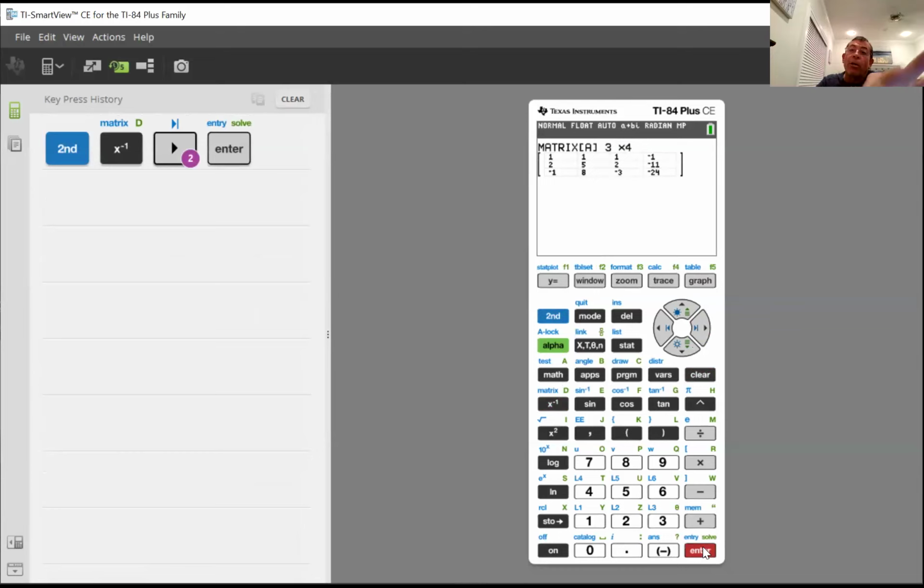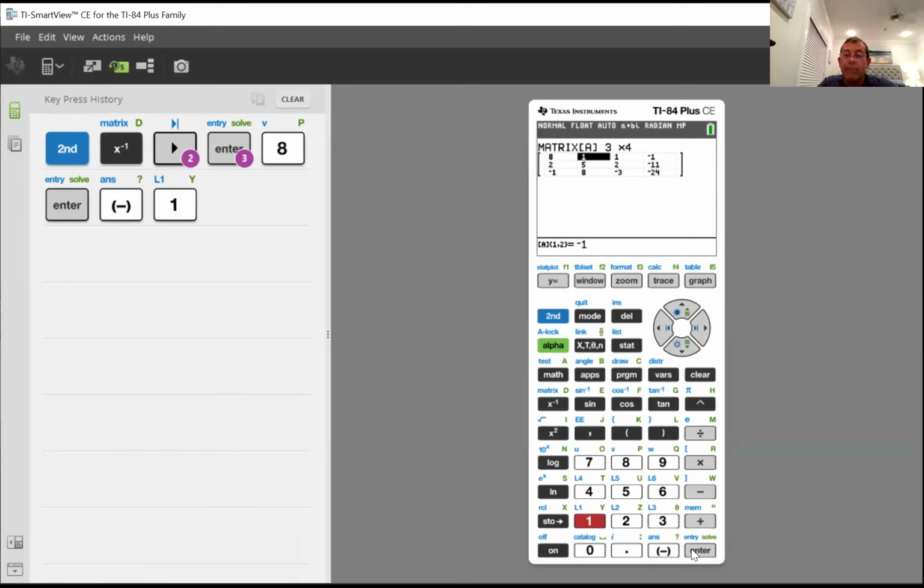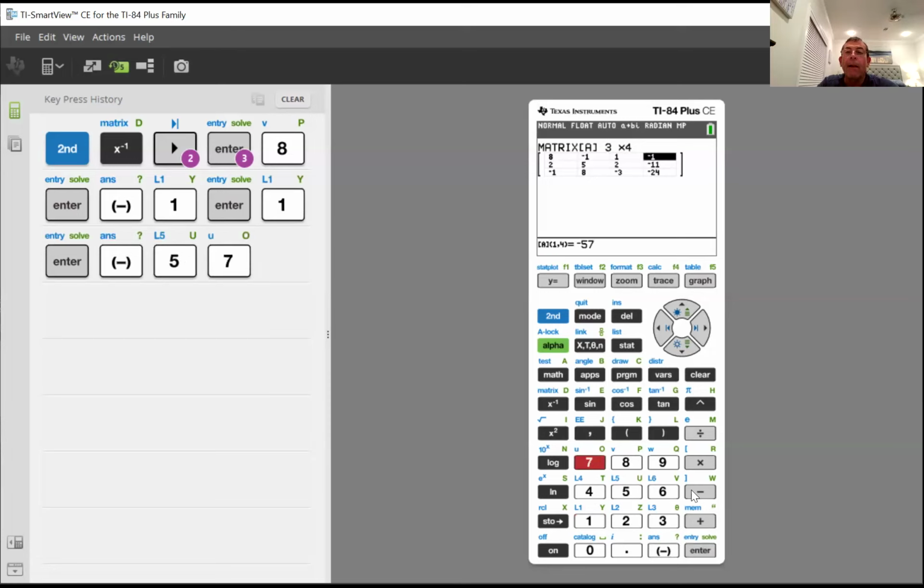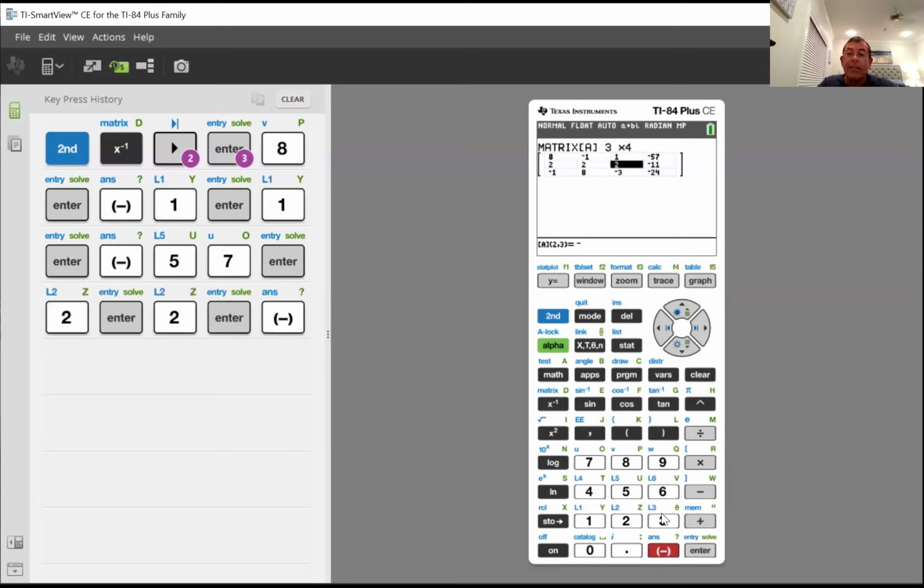So it's still a 3 by 4 because I did one more go. So I'm just going to hit enter, enter, and then start putting in my numbers. So 8x was an 8, enter. Negative y is a -1, enter. Z is a 1, enter. And then I had a -57 and enter. All right, my second row I had a 2x. So, 2y was a 2. -3z is a -3. And then that was a 12 for that answer.